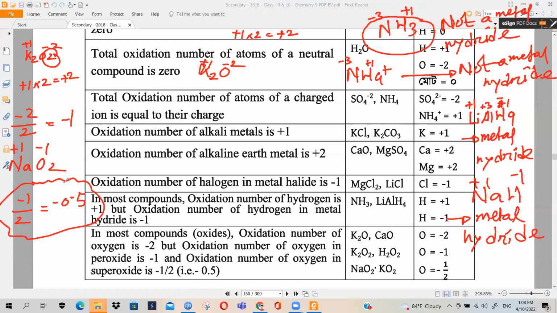Okay, so if you can't figure out which compound is a superoxide or peroxide or normal oxide, you could perform this operation, involving calculating the oxidation numbers of oxygen. Then if you get minus 2, it will be a normal oxide. If you get minus 1, it will be a peroxide. In case of minus 0.5, you will get a superoxide.